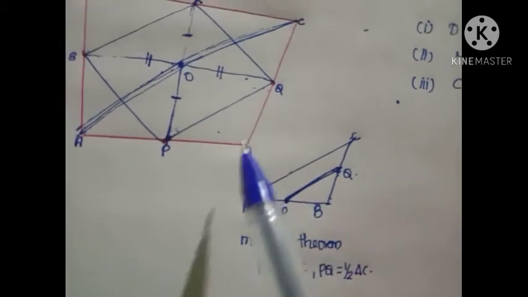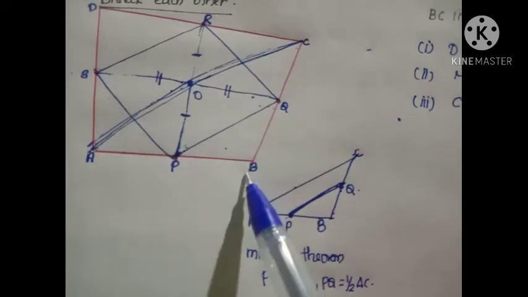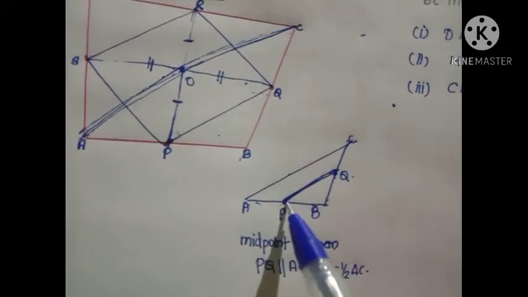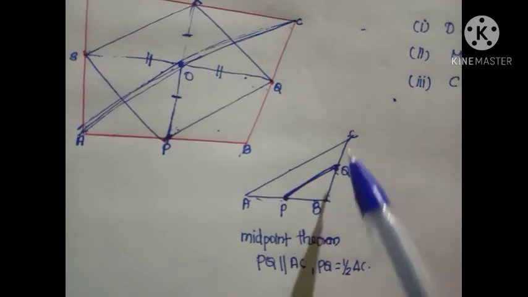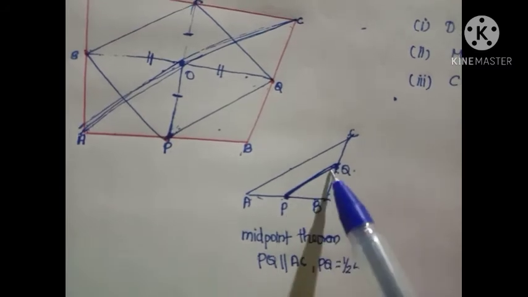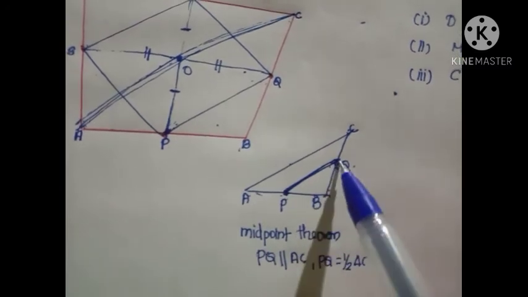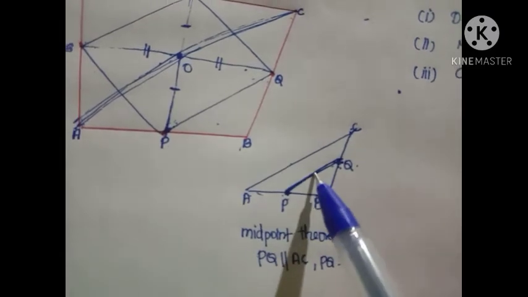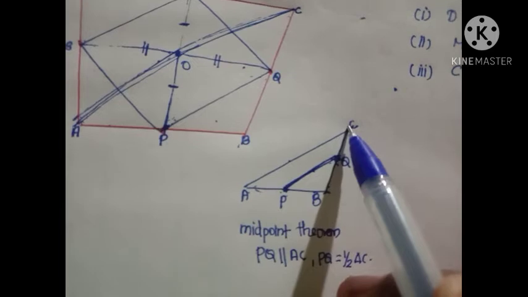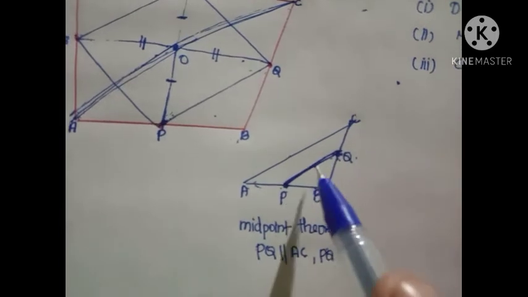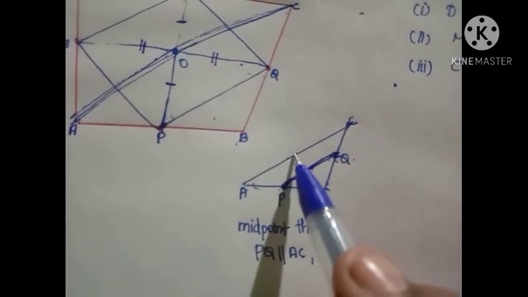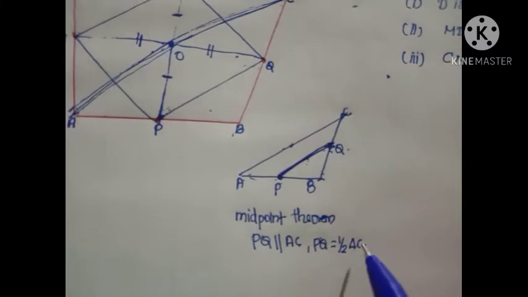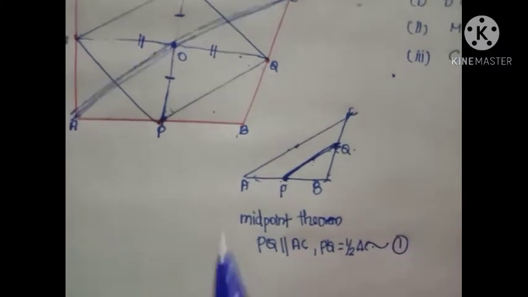Consider this triangle ABC separately. P is the midpoint of AB, Q is the midpoint of BC. PQ is the line joining these midpoints. So by the midpoint theorem, this line PQ is parallel to AC and PQ is half of AC. Put it as equation number 1.